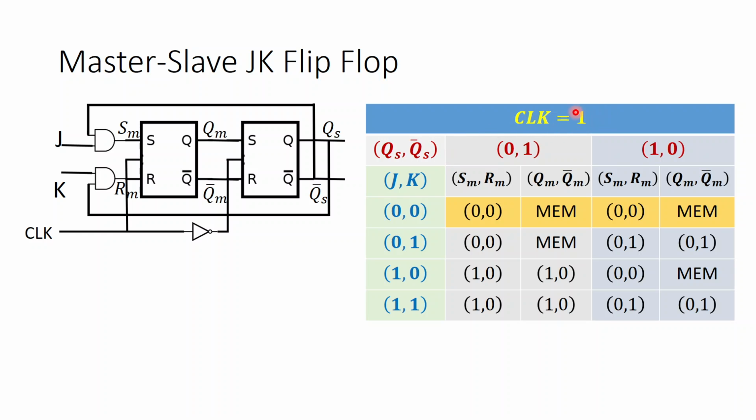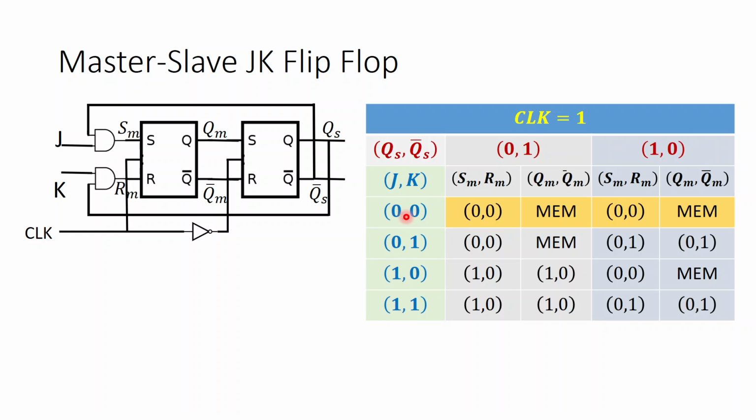So it is the clock 1 cycle, the high level cycle, and my QS and QS bar are 0 1. So when it is 0 1, this is the entire block which we are studying, and when it is 1 0, this is the block we are studying. Okay, now you have given JK inputs this.